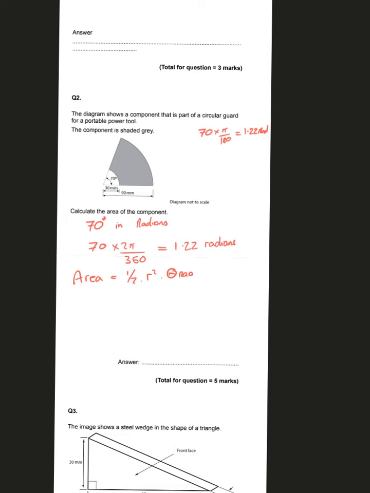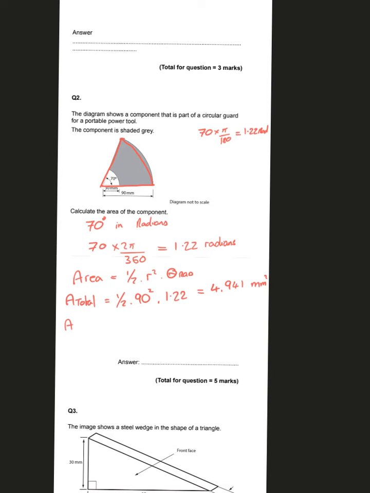So first of all, I'm going to go and calculate the area of the total shape here outlined in red. So area total is equal to half my radius, 90 squared, times 1.22. And that will give me 0.5 times 90 squared by 1.22 is equal to 4,941 millimeter squared.